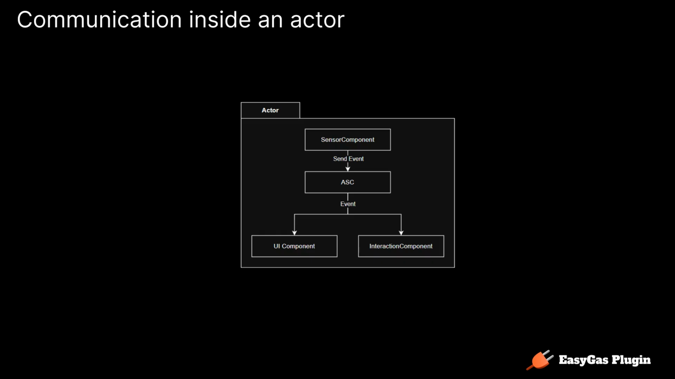For example, a sensor component performing a trace could generate a collision detected event whenever a new object is hit. An interaction component could check whether the object is interactable and enable interaction. A UI component could listen for the same event and display the appropriate prompt for the user.